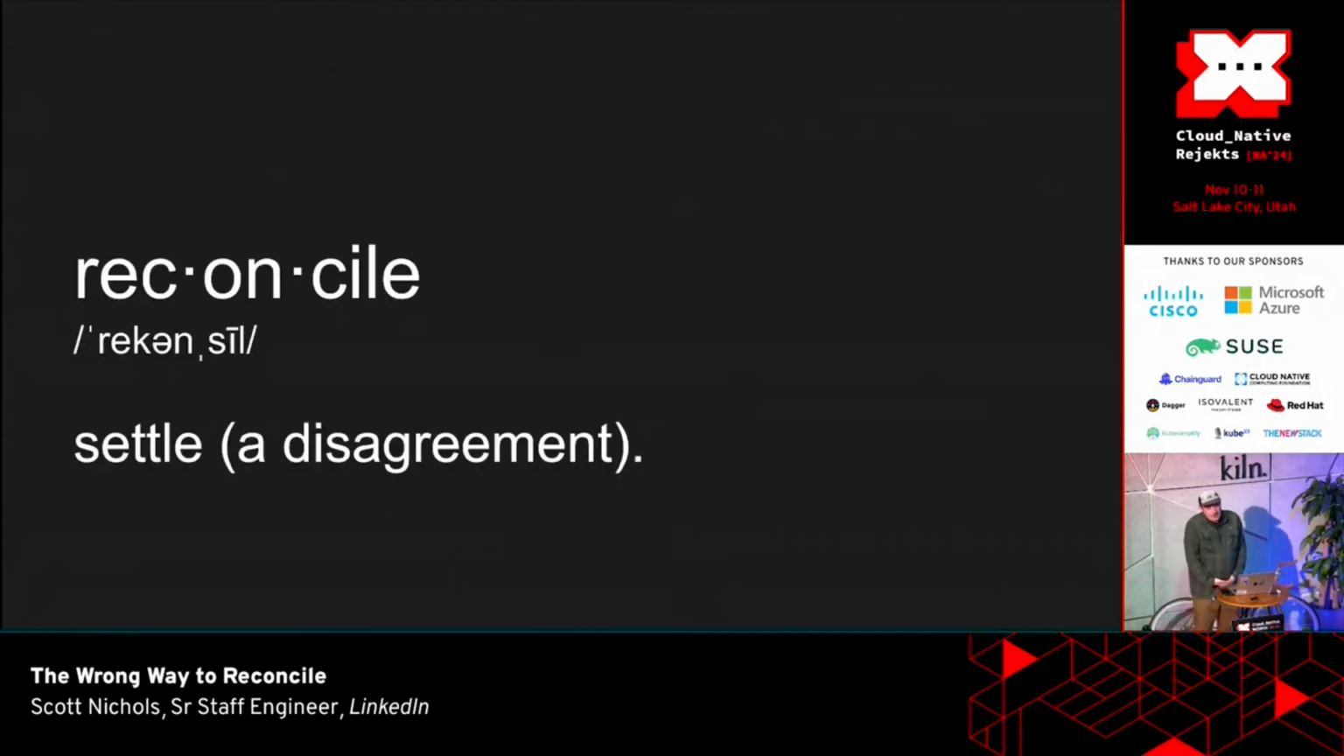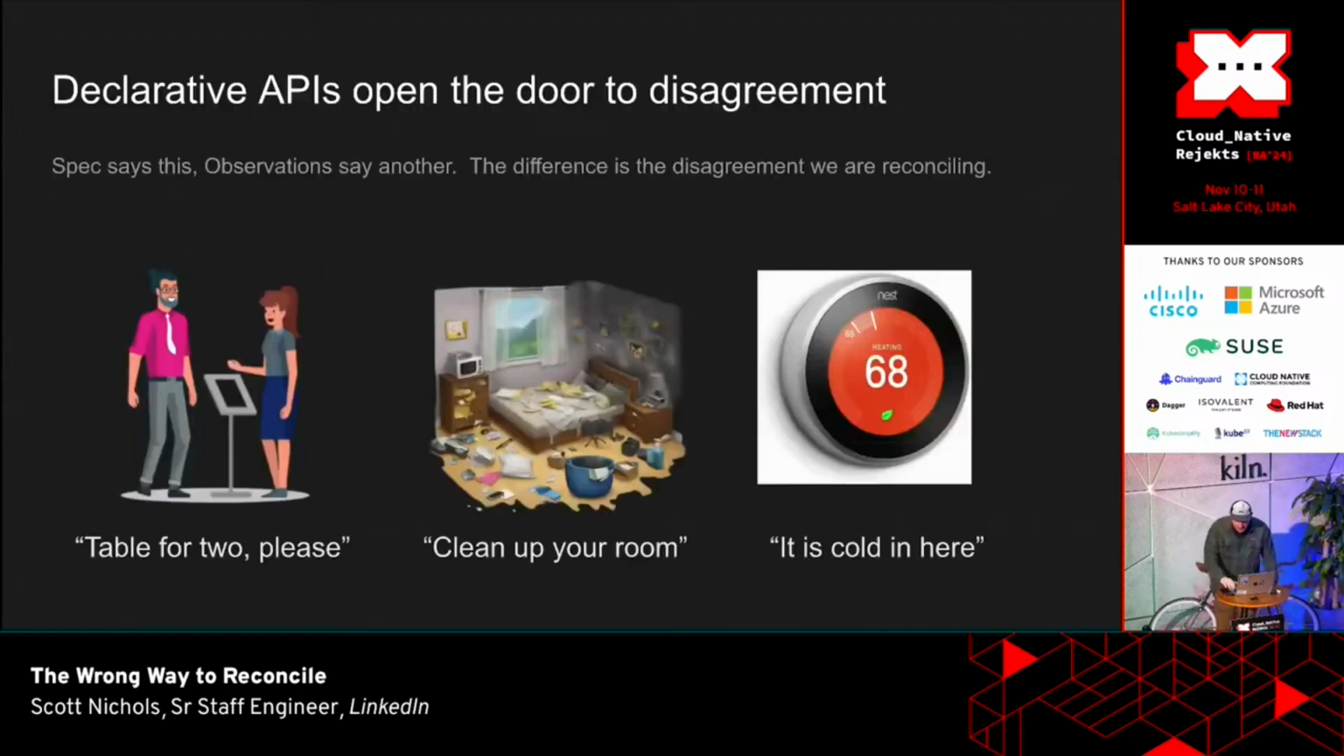I think this is a cute little definition of what reconcile means. Right? If you ask Webster, it's to settle a disagreement, right? And how does this apply to declarative APIs? Well, declarative APIs in Kubernetes open the door to this disagreement. You have the spec says one thing, the world says another thing.